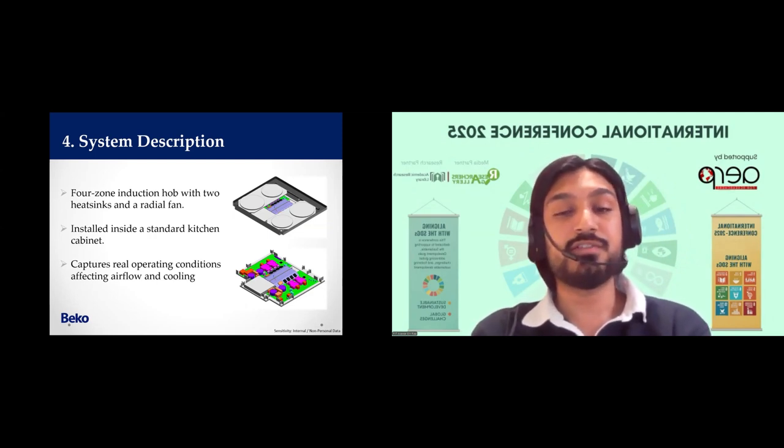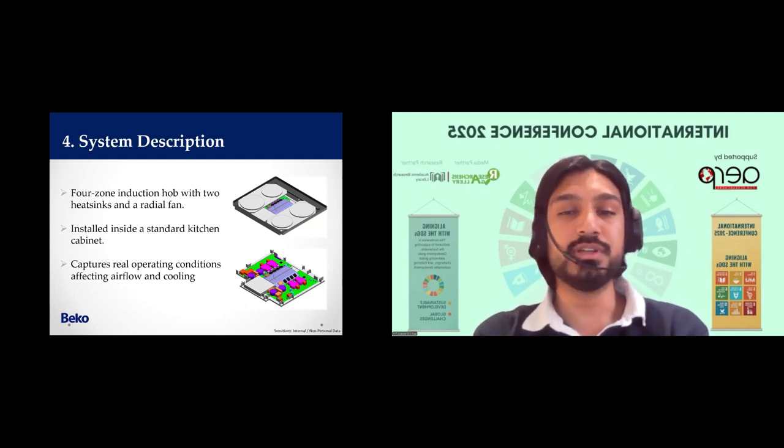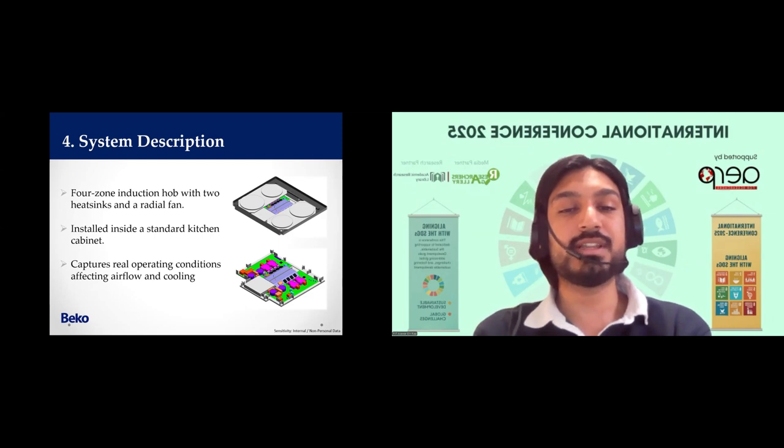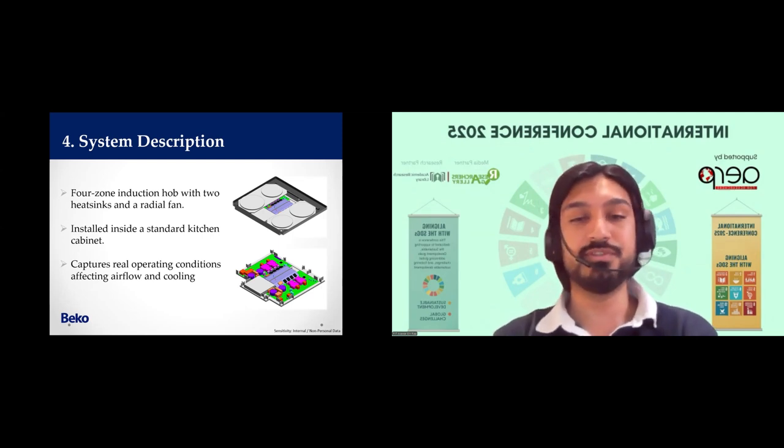This project analyzed a 4-zone induction hob, which uses 2 heat sinks and a radial fan to cool the power electronics. Here, the heat source, the IGBTs, are placed on the heat sinks, and the fan blows air across the heat sinks and exhausts it through the front grills to cool the internal electronics. Here, the hob was modeled inside a standard kitchen furniture to reflect a real-life operating condition. This approach is important because air recirculation and space confinement inside the cabinet have a major impact on the cooling efficiency of the hobs.